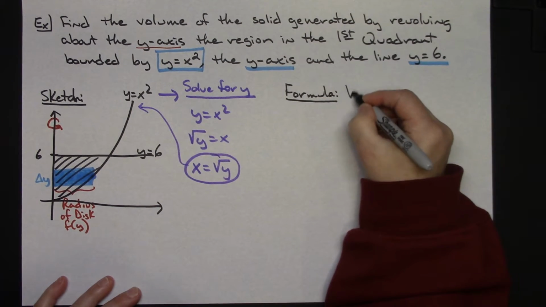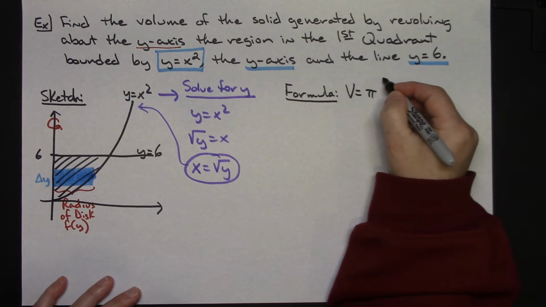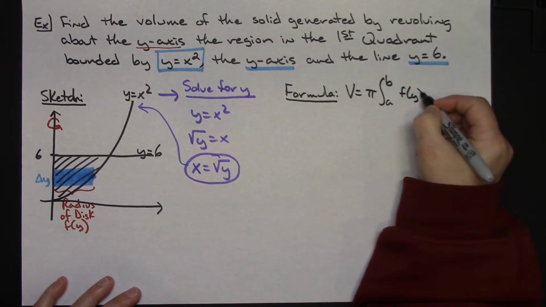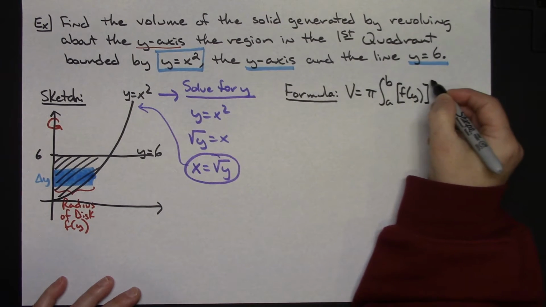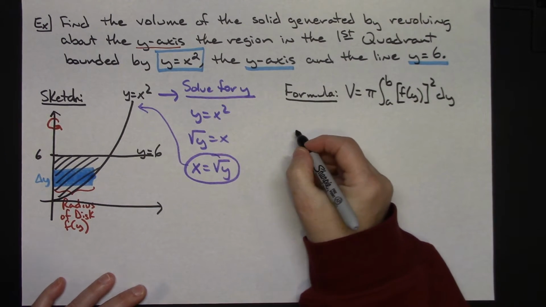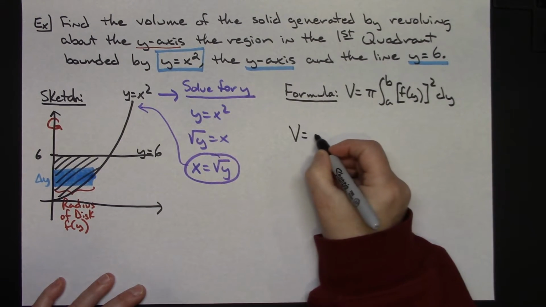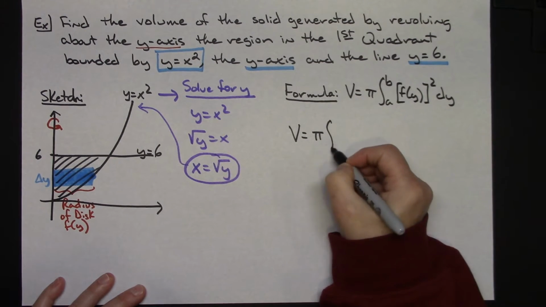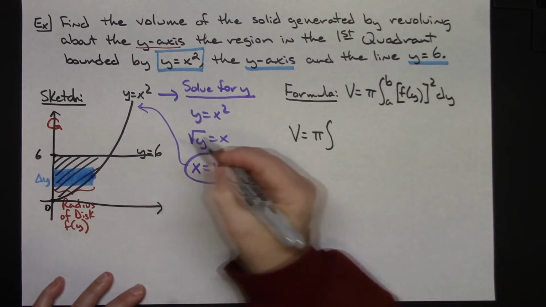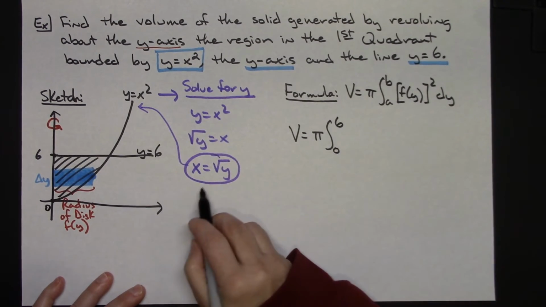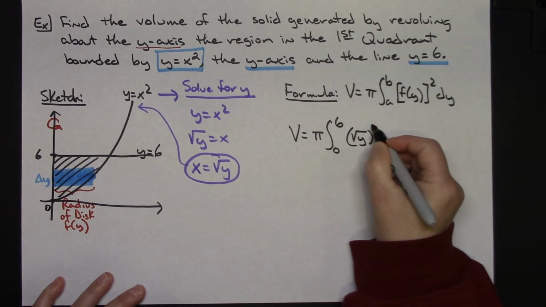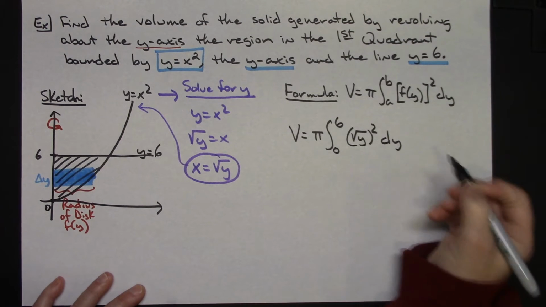Okay, so this one, V equals, it's still going to be pi times the integral from a to b. This time it'll be f of y, because everything is in terms of y, that quantity squared, and then I'll have a dy at the end there. So for this particular one, V equals pi times the integral, and here's 0 and here's 6. We were up to 6, so from 0 to 6. The function in terms of y will be the square root of y, squared, and then a dy.